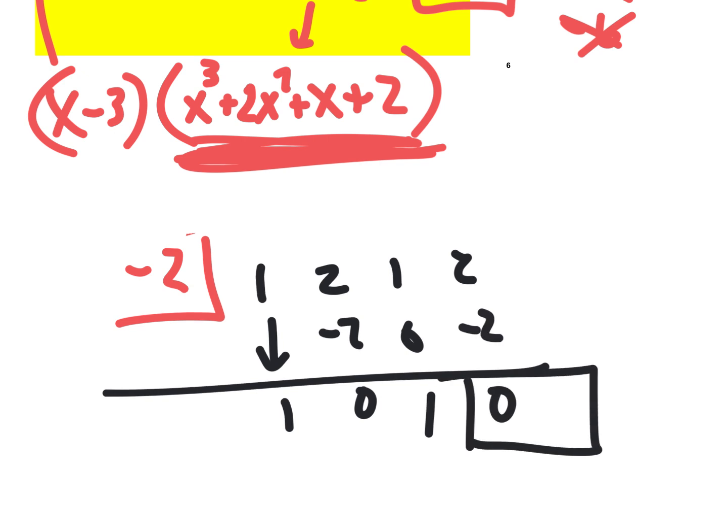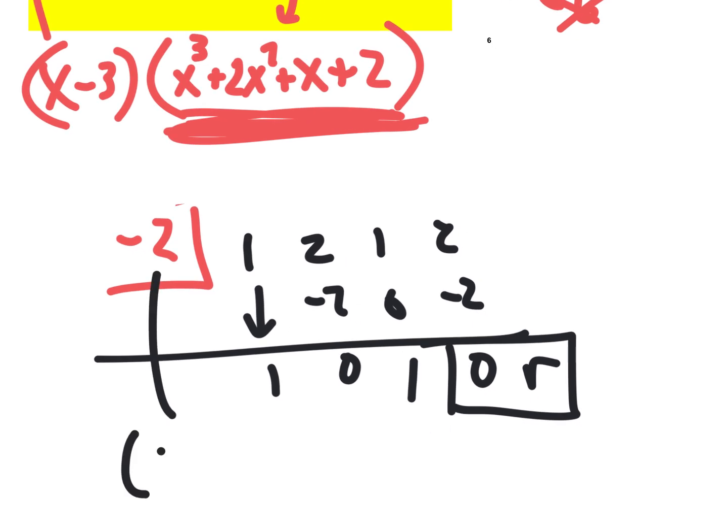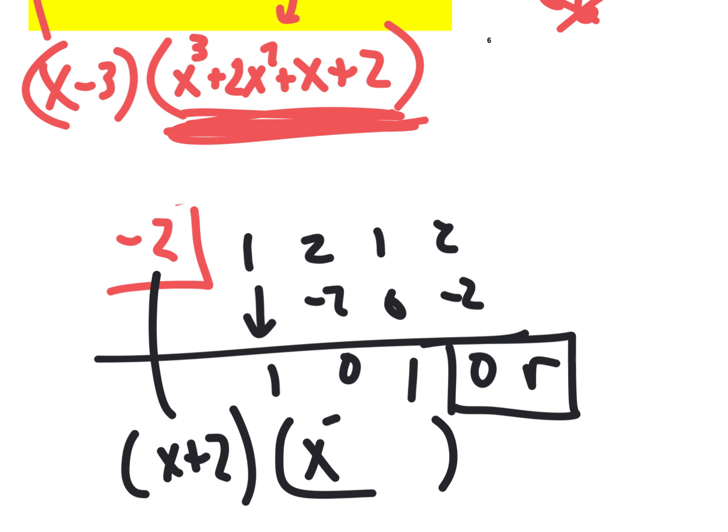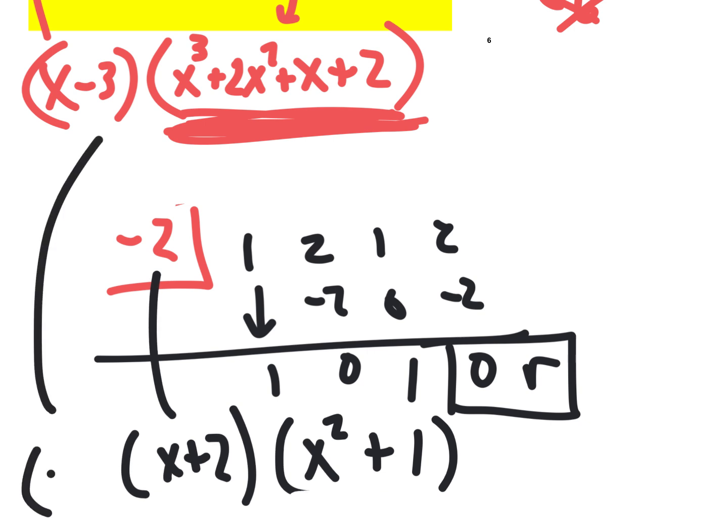Sweet. There's my remainder. And that's an x plus 2. And that's an x squared plus 1. Not even going to try to factor that. I'd have to have imaginaries. And I'm going to bring this down. And that is factored all the way. Except if you want to be extra smart.